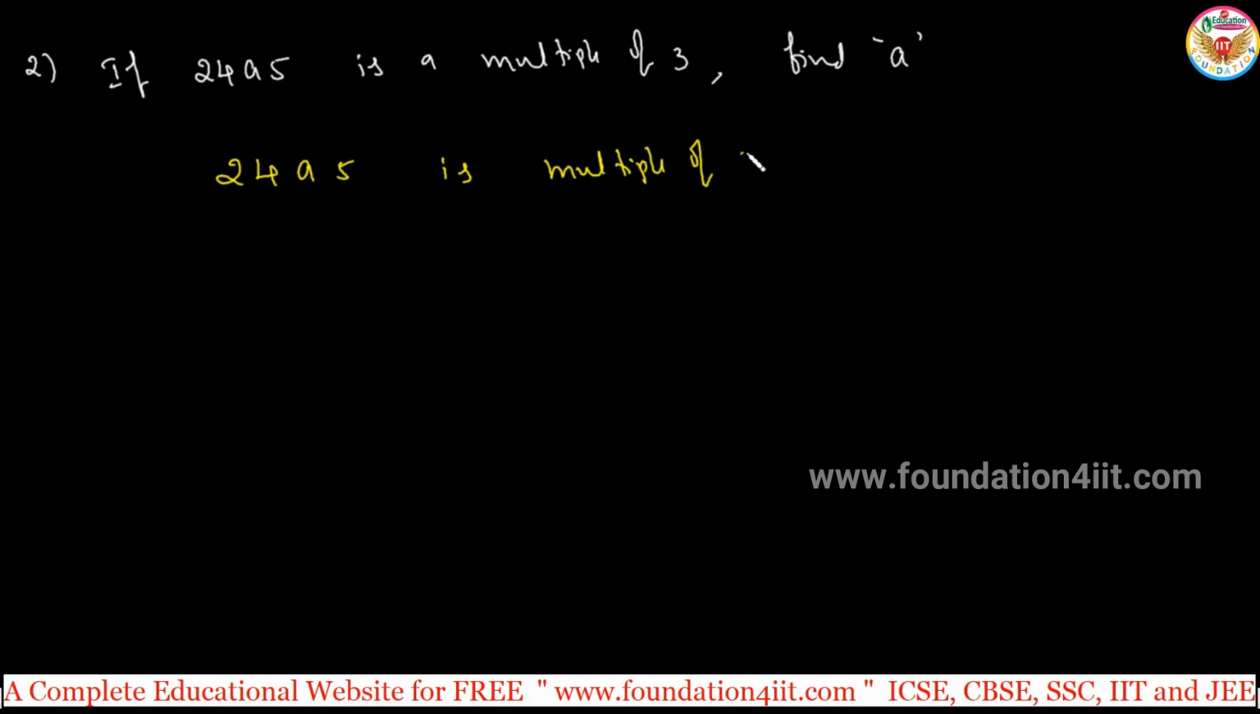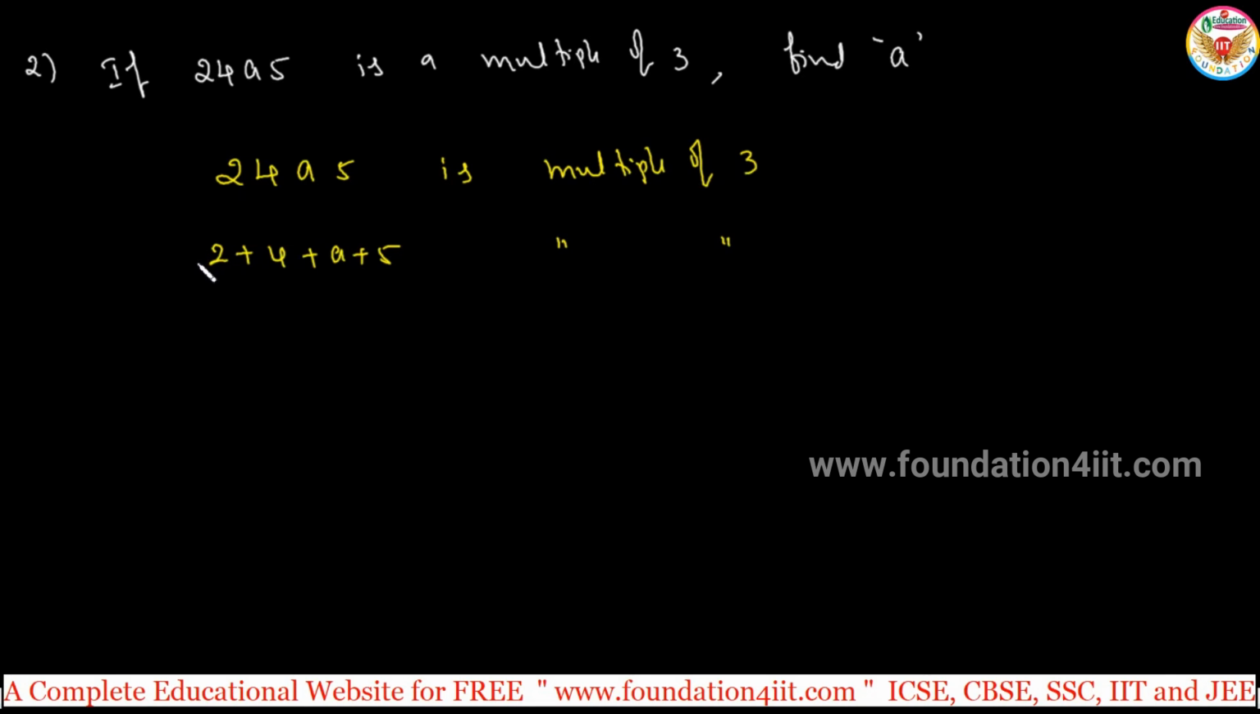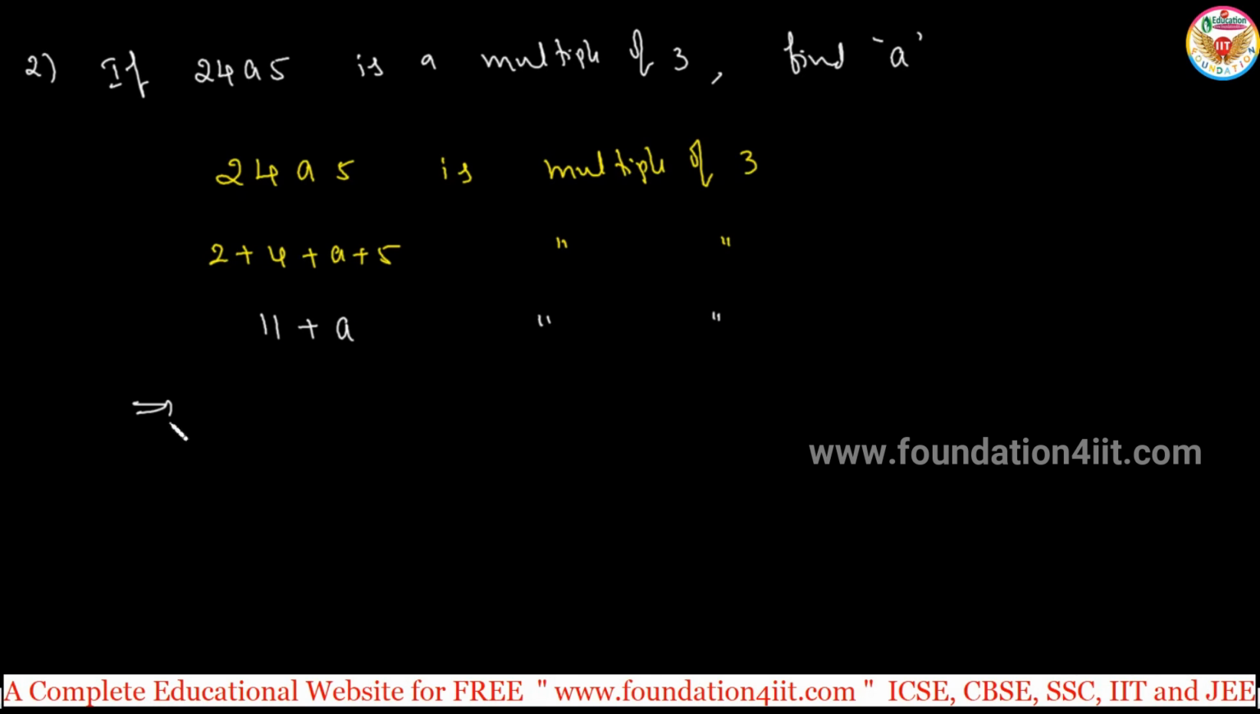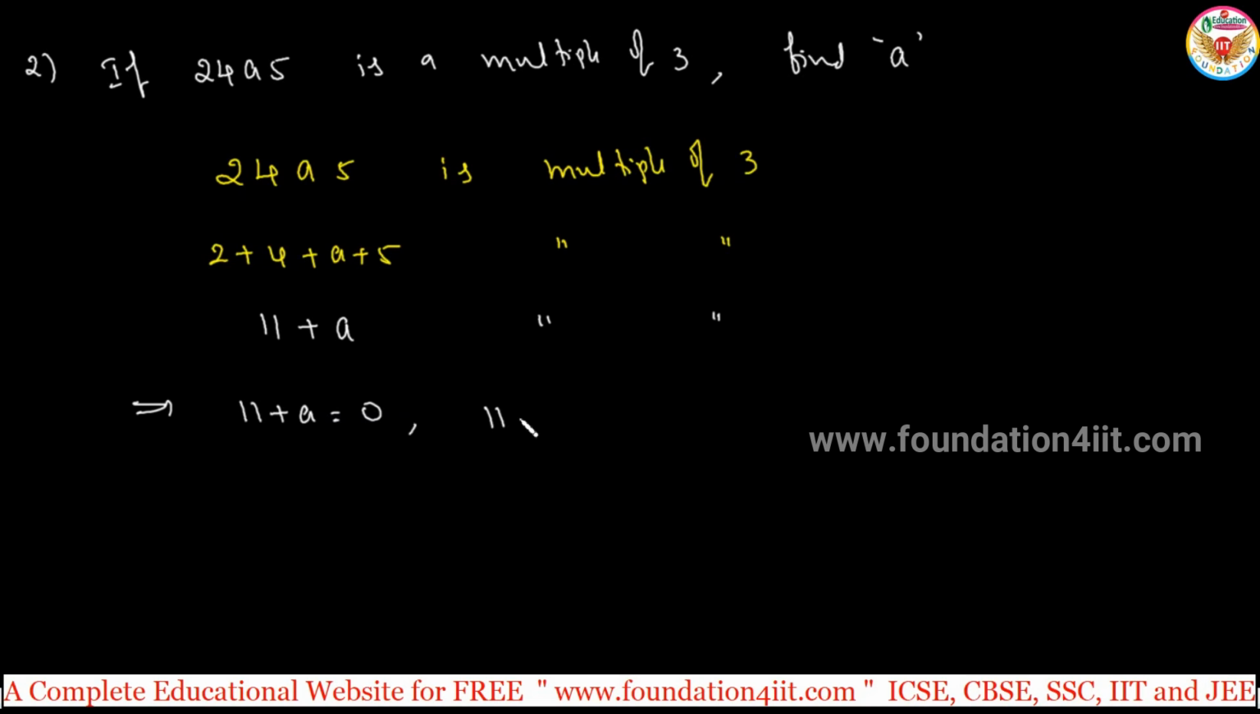It's a multiple of 3. That means 2 plus 4 plus a plus 5 is a multiple of 3. By adding 2 plus 4 plus 5, we get 11. So 11 plus a is a multiple of 3. That means as per this rule, 11 plus a should be 0, because 3 times 0 is 0, or 11 plus a is equal to 3, and so on.